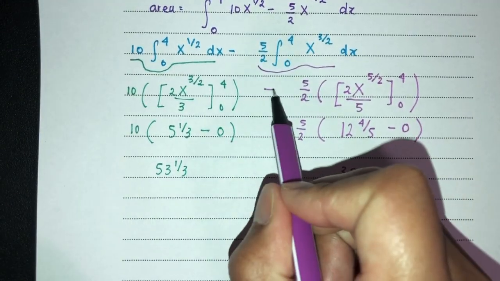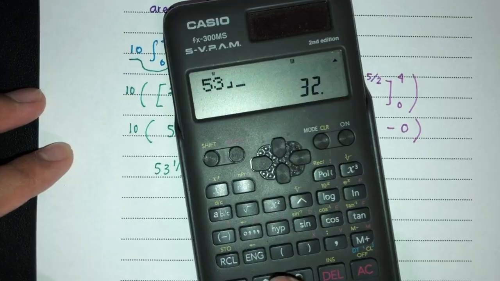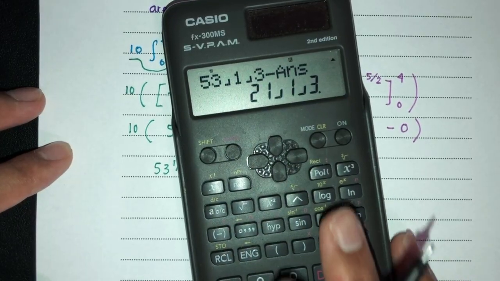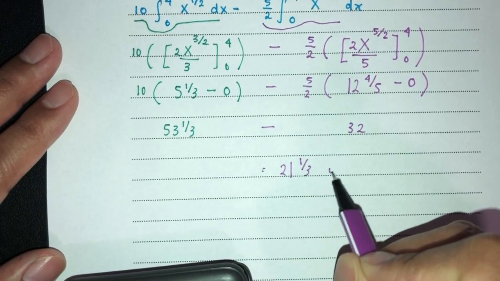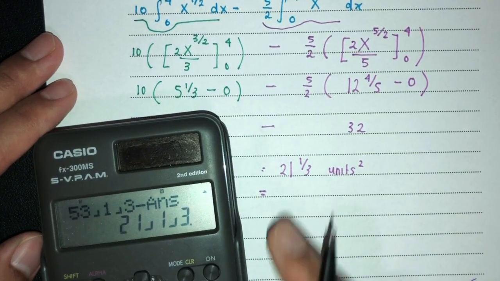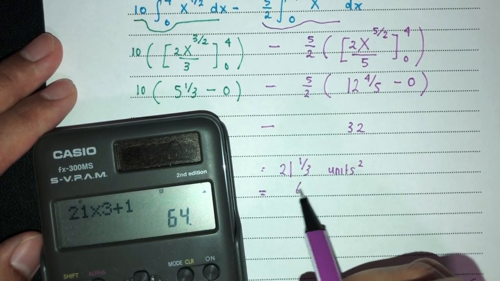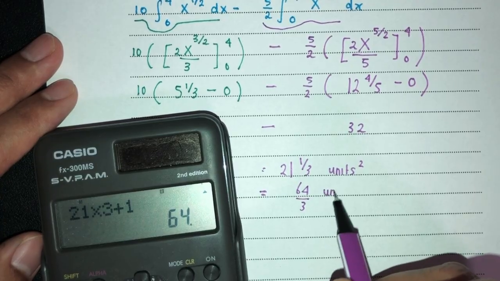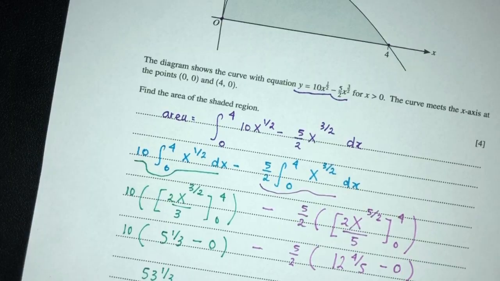So finally, we have to, of course, take the first one minus the other one. So here you go, and here you go. That'll be 53 minus the answer. That should become 21 1 over 3 units square for the area, or otherwise I can expand this. 21 times 3 plus 1, that will become 64 over 3 units square as well. Okay, that will be the area below the curve for this question. Okay, this is your question number 5.